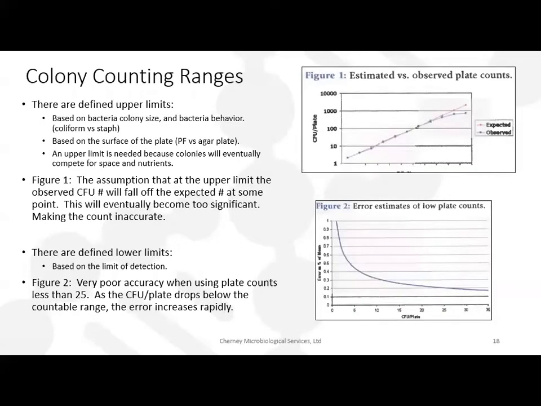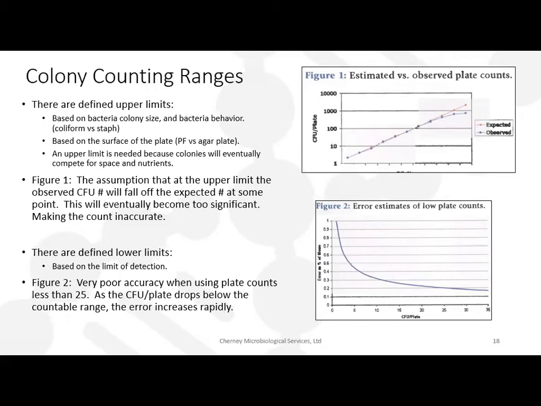So digging in a little bit more on these countable ranges, there are defined upper limits, like I said, based on bacteria colony size and behavior. Coliform is going to be different than a staph. It's going to be different than an APC. This is also based on the surface of the plate. Like I said, a Petri film countable range is going to be different than an agar plate countable range.